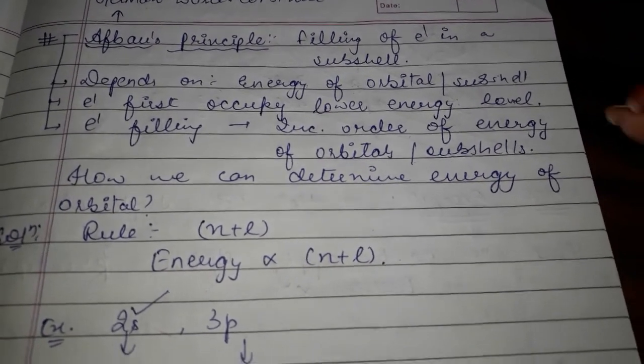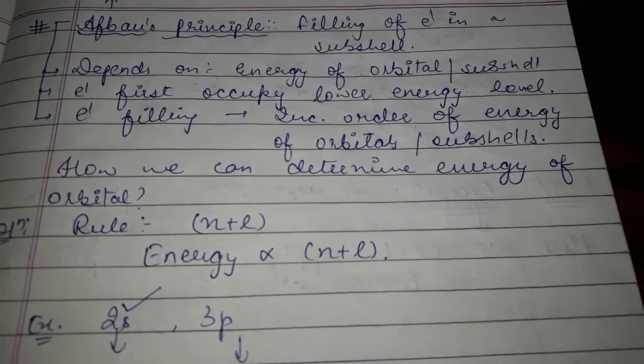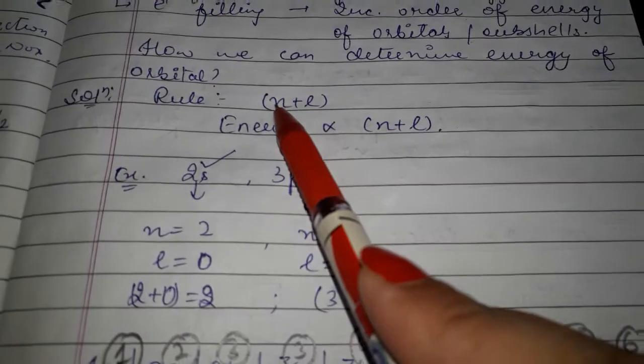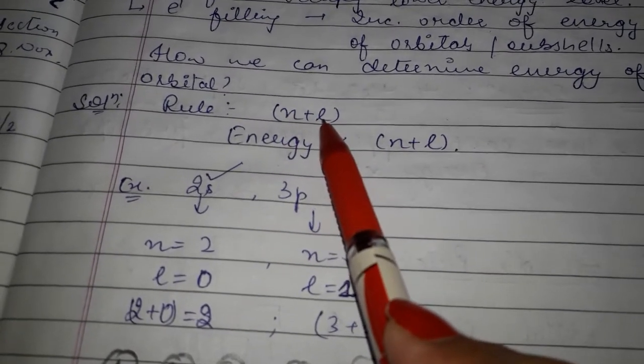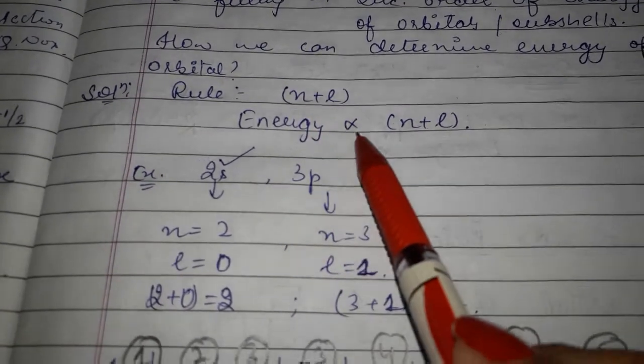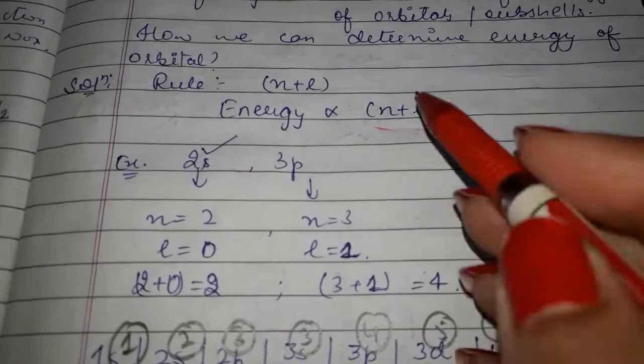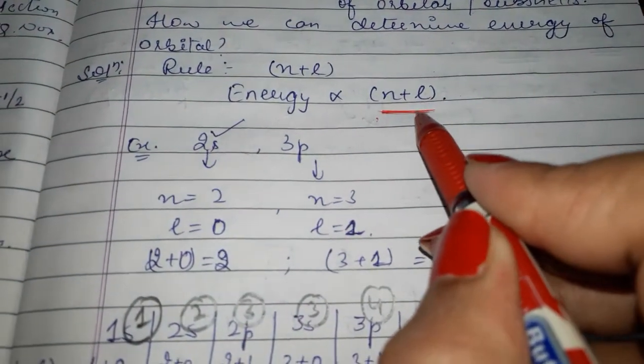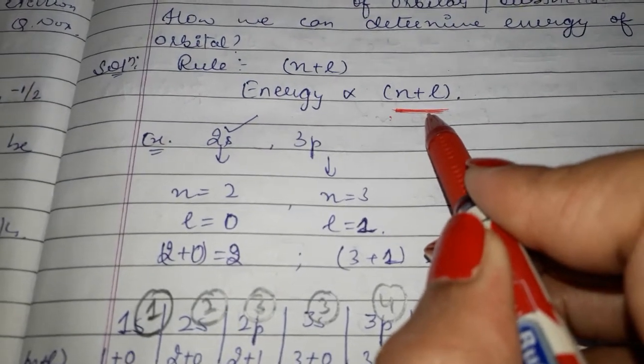Okay, now the formula to determine the energy of the orbital is n plus l. n is the principal quantum number, l is the azimuthal quantum number. Energy is directly proportional to the value of n plus l. The more the value of n plus l, the more will be the energy of the orbital or the subshell.